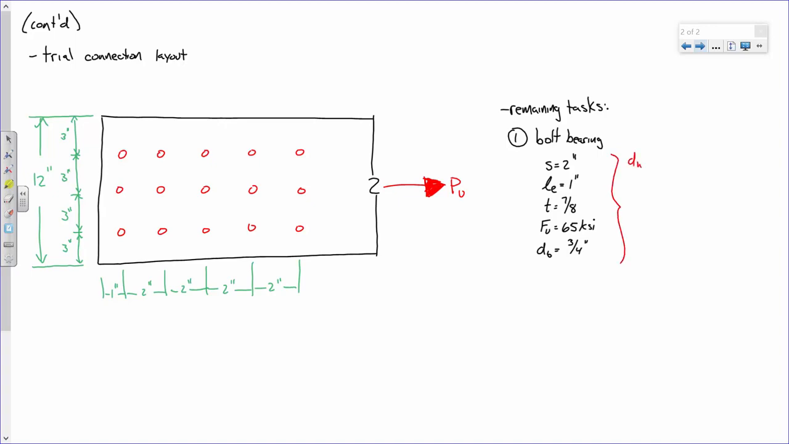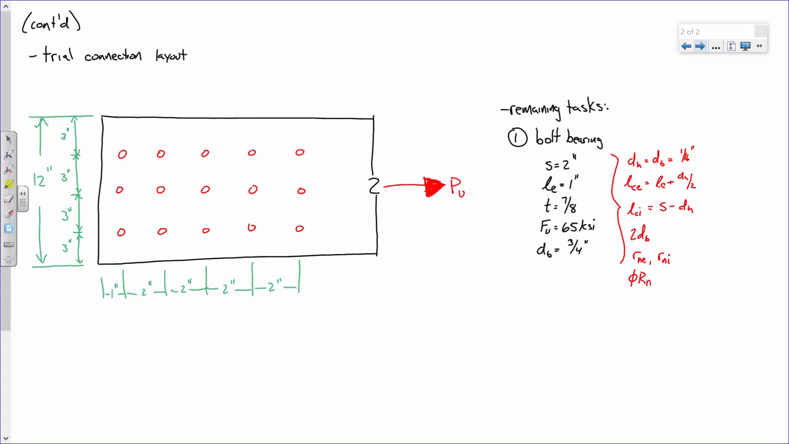Well, we know the hole diameter is the bolt diameter plus a 16th. We know that LCE is LE minus DH over 2, right? We know that LCI is S minus DH, right? We can compute 2 DB pretty easily. So everybody's seeing where this is going. And so we can compute an RNE value, an RNI value, and then ultimately compute a BRN.